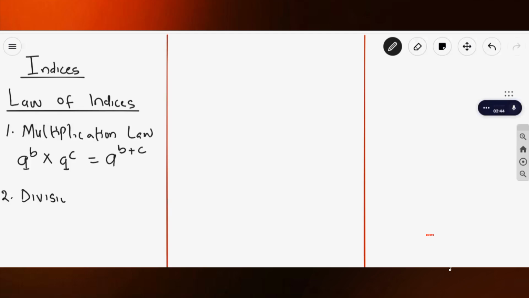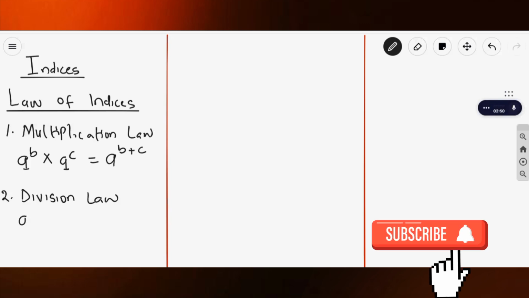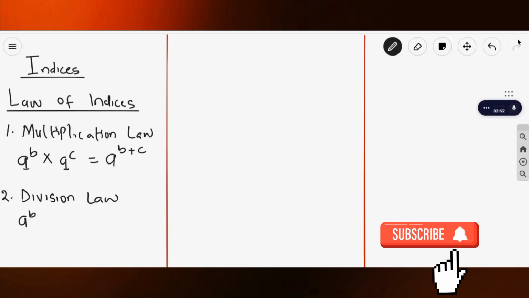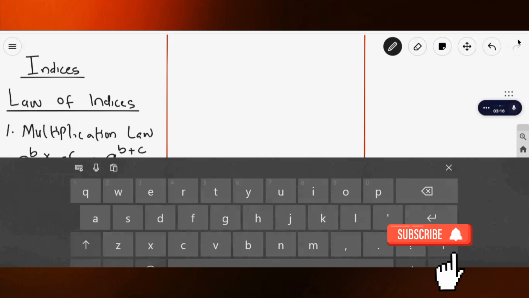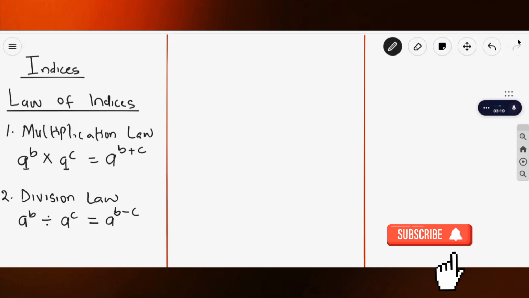Now the second law we have is the division law. If you have the base raised to a power divided by the same base raised to another power, then you have the base raised to the power of the first power minus the second power. So when you have division, you do subtraction of power.